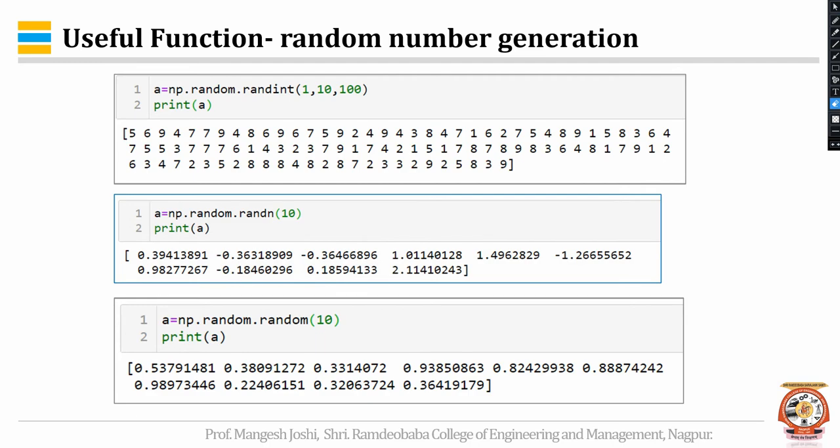And the third function is simply np.random.random. It will generate 10 numbers randomly, which may or may not follow the normal distribution. So these are important functions which you will require to generate random numbers.